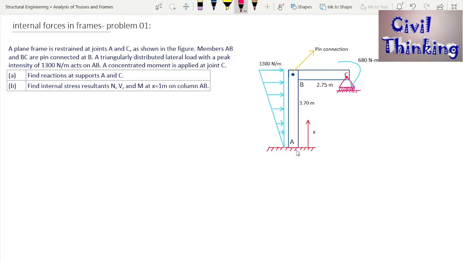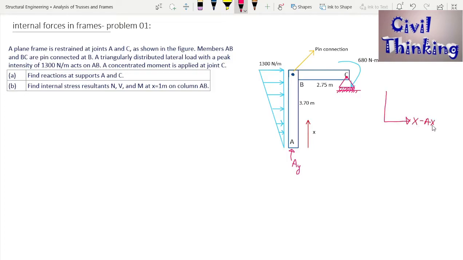It means there is no rotation. There is no possibility of upward or downward movement, so there will be a vertical reaction. And there is no horizontal movement either, right? It means there is a horizontal reaction too. So if I erase this, now I can write here AY. Let me first draw an axis.